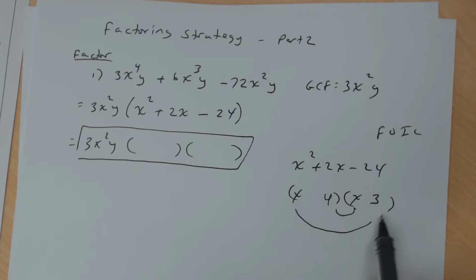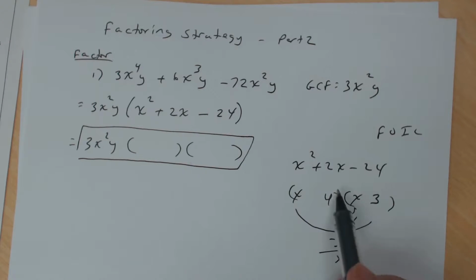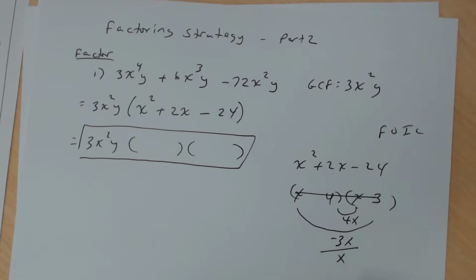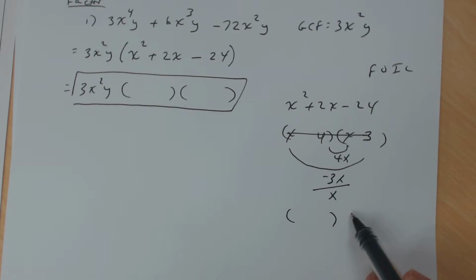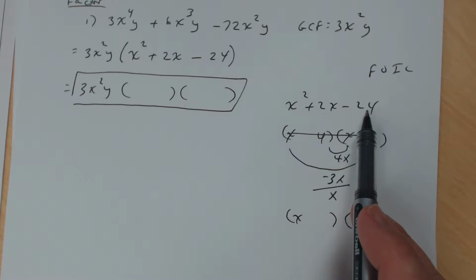Right away, you know it's not going to work because that's a 3x, that's a 4x, and the larger of these has to be the middle sign. That means this is negative, but that's not going to work because 4x and then negative 3x is x. I wanted 2. So I knew that wasn't going to work. What you want to try next is, instead of 4 and 3, try 6 and 4.